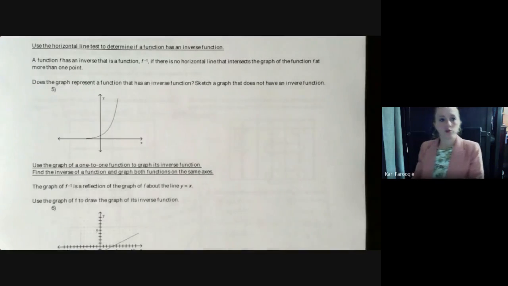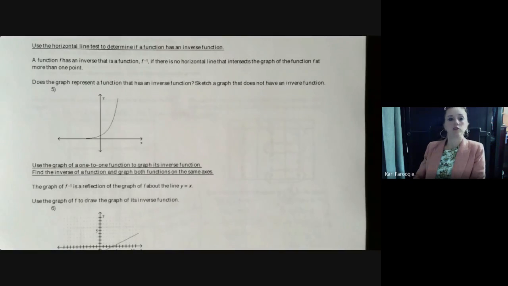We're going to talk about graphing a little bit on this page, but the first thing we're going to do is use the horizontal line test to determine if a function has an inverse function. A function f has an inverse that is a function if there's no horizontal line that intersects the graph of the function f at more than one point.